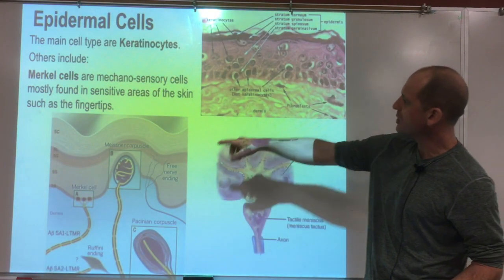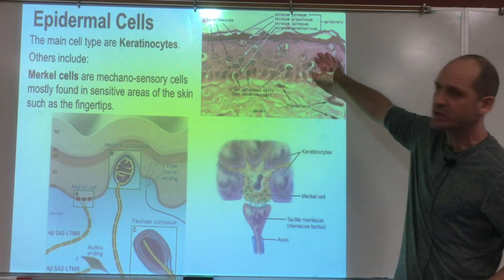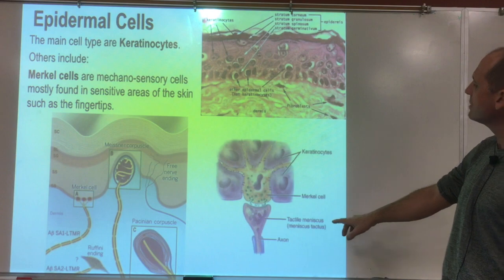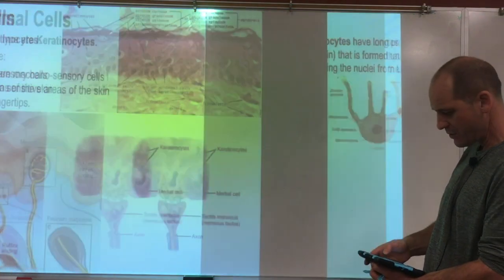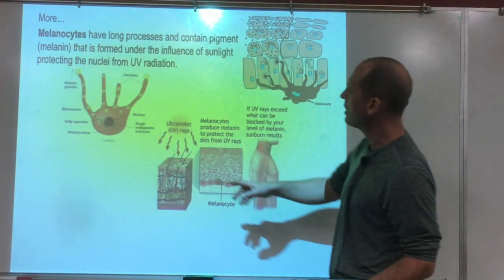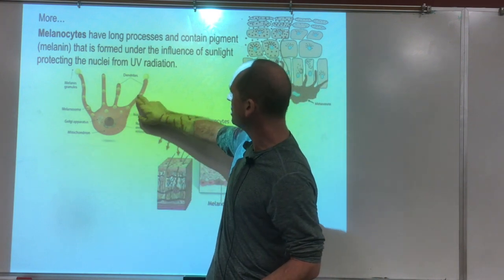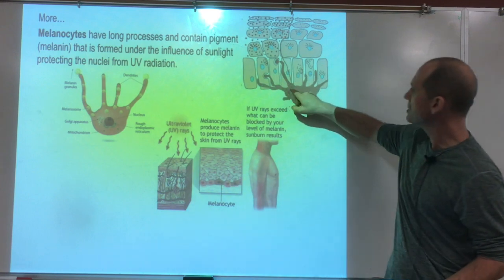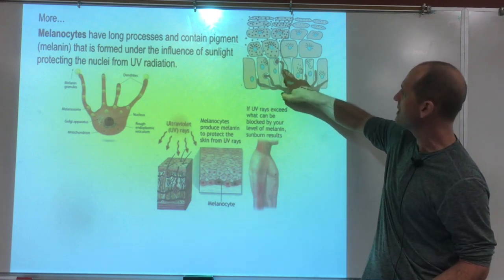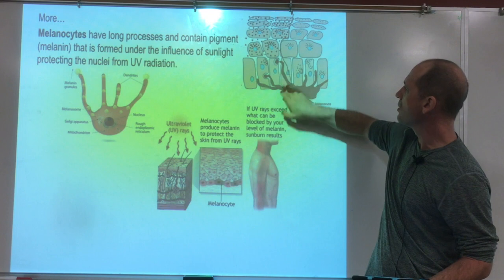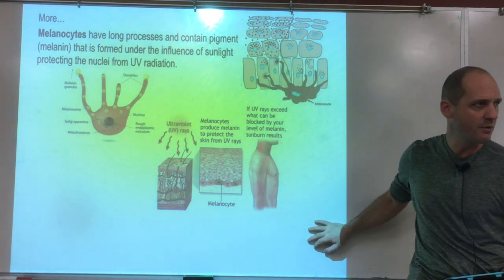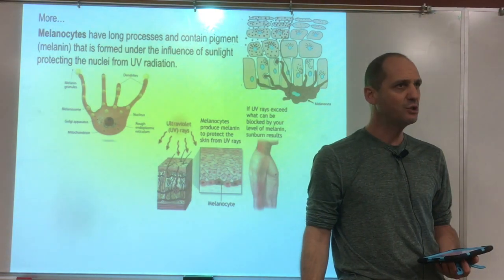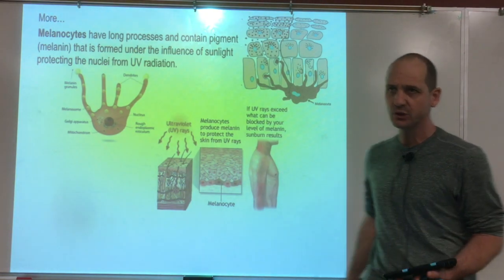So the Merkels are the touchers, the keratinocytes are the ones that make the leather jacket, the hardening, and then the melanocytes. Where are the melanocytes? The melanocytes are these ones. They have extensions, processes, with granules in them, and they cover over the nuclei and protect the other cells from the UV rays, because UV rays go in and damage nuclei. They damage genetic material, and we don't want that damaged.